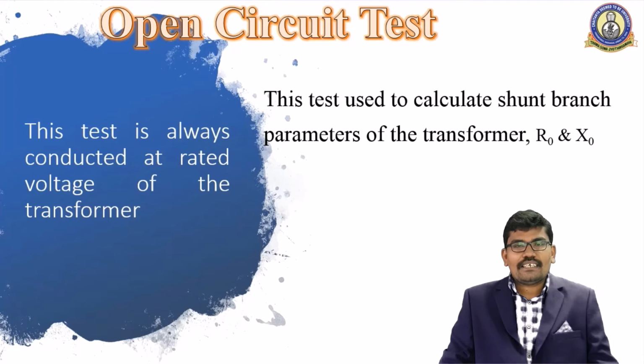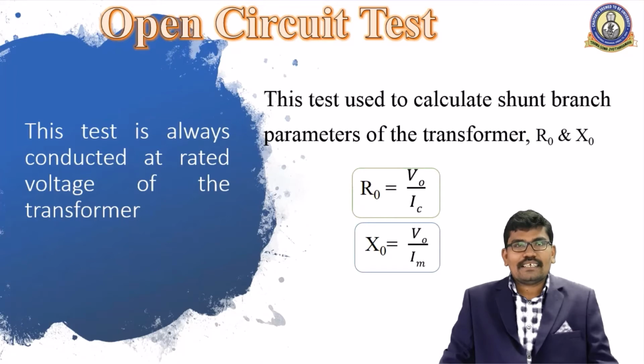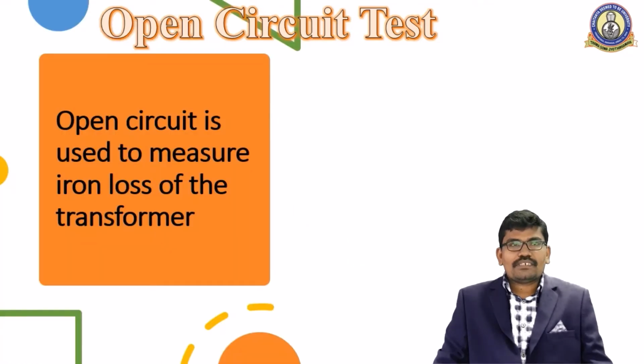It is mathematically expressed as: resistance R0, the no load resistance, is the ratio of open circuit voltage to core component current, that is V0 by Ic, and reactance X0 equals open circuit voltage divided by magnetizing current, where the open circuit voltage is high and nearer to the rated voltage. This open circuit test measures the iron losses of the transformer.